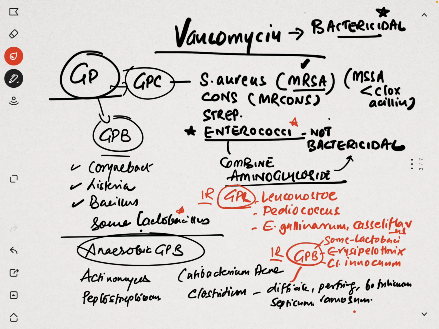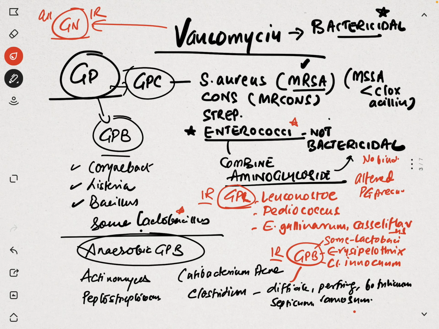bacilli. Right. Now, the interesting thing, it has no action on all gram negative bacteria. So for all gram negatives, vancomycin will not work. It is intrinsically resistant due to a permeability issue. For gram positive resistance, it is not a permeability issue, but the PG precursor is altered. So here it is an altered peptidoglycan precursor. So there is no binding site. That is the reason, right? While here it cannot enter because of its large size, from porins. Okay, so that is the cause.